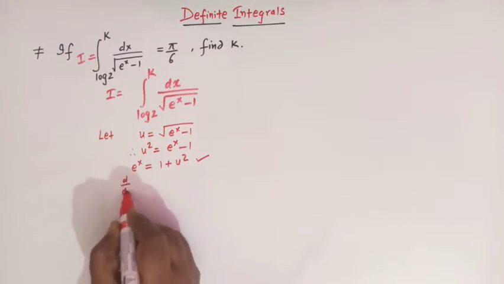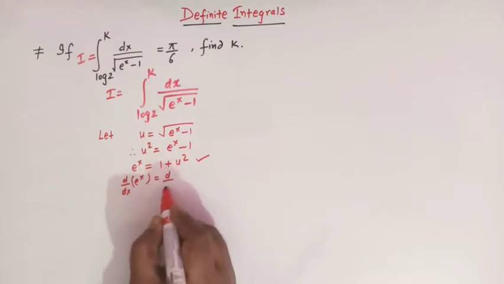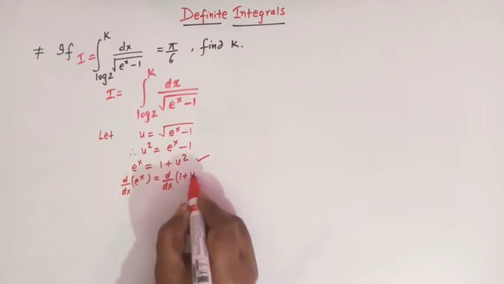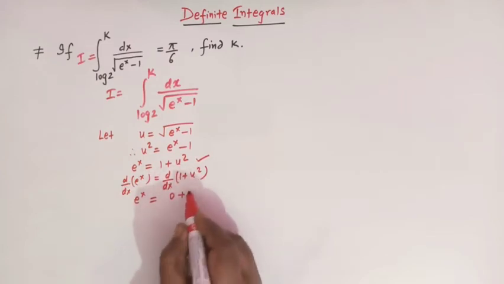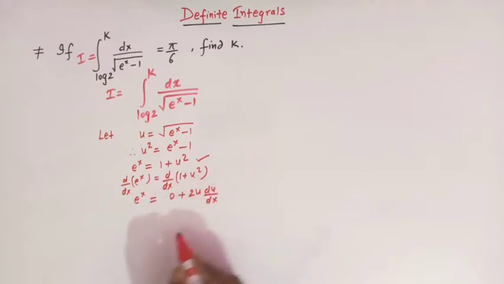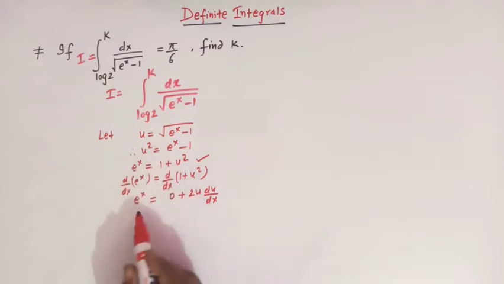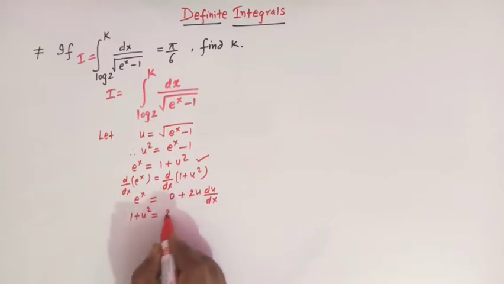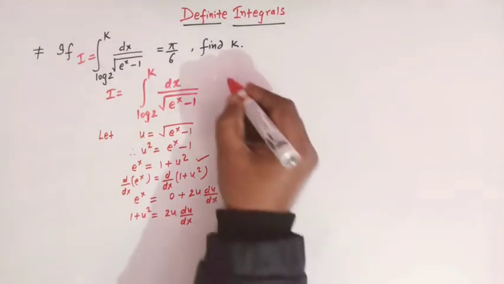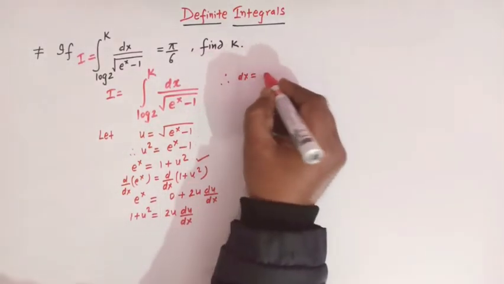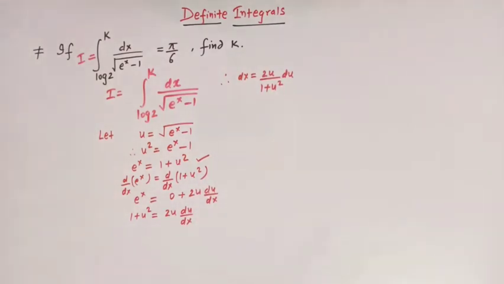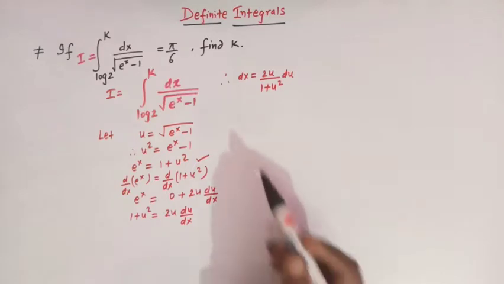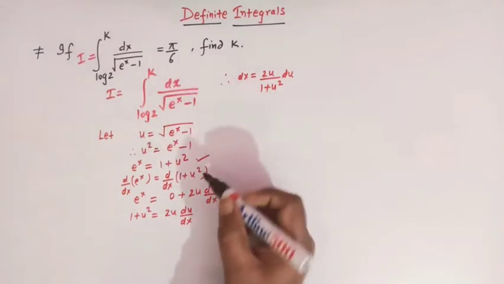So we have d by dx of e raised to x, and d by dx of 1 plus u square. Here we have e raised to x, and the derivative of 1 is 0, and we have 2u du over dx, because we have applied the chain rule. And e raised to x is equal to 1 plus u square, so we have 1 plus u square is equal to 2u du over dx, and therefore dx can be written as 2u over 1 plus u square du.